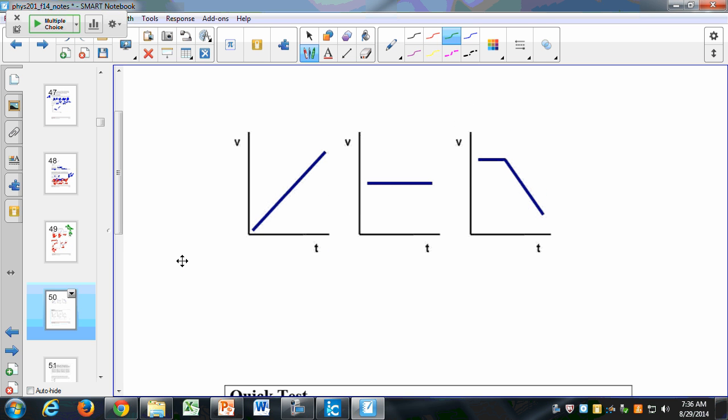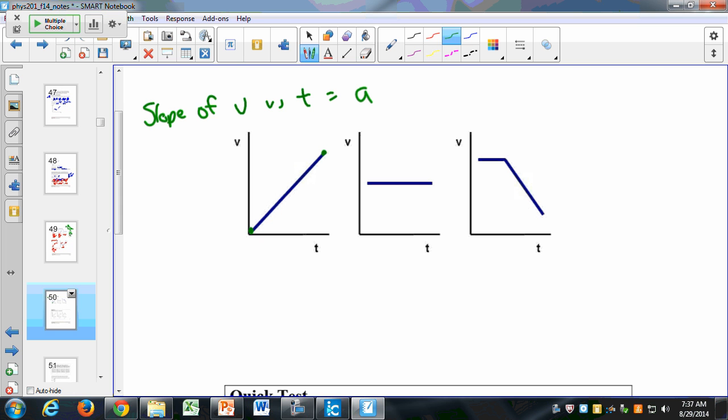Now the slope of a velocity versus time graph, as we said, is equal to the acceleration. Remember also the area under a velocity versus time graph is the distance traveled. We'll work through some example problems in just a bit regarding that. So here in this first graph, is the velocity increasing, decreasing, or staying the same? It's increasing, right? That should be easy. It starts here, it goes up here, so the velocity has increased in value.